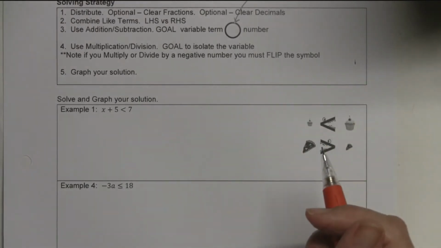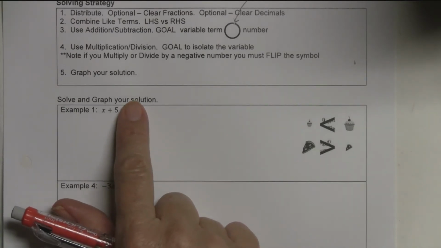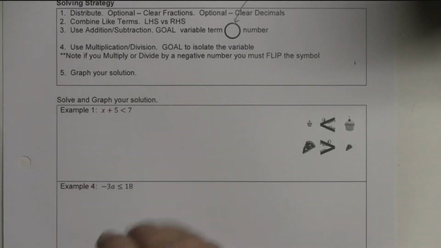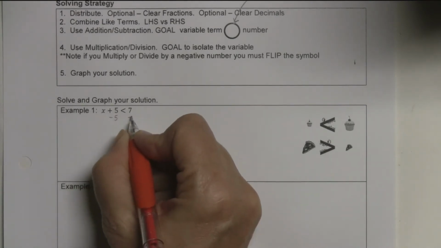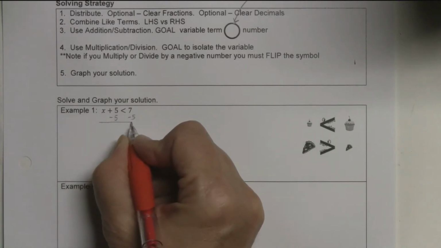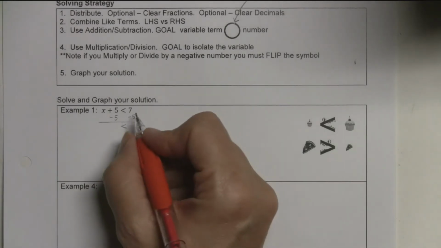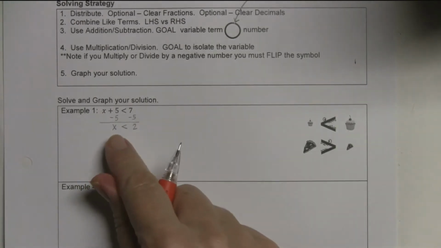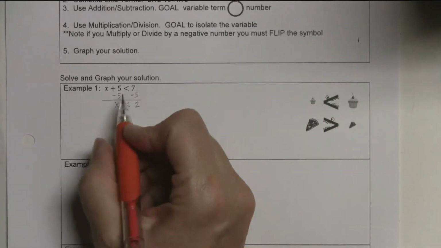So here, when I want to solve this, there is no distributive property. There are no like terms on this side. There are no like terms on that side. So all I have to do is use addition and subtraction. So I'm going to take away 5 to get the variable on one side and the number on the other. And when you take away, you leave the same symbol. So whatever symbol you have, you leave it there. And this is going to give us 2, and this is going to give us x. So x is smaller than 2. So that's our answer.